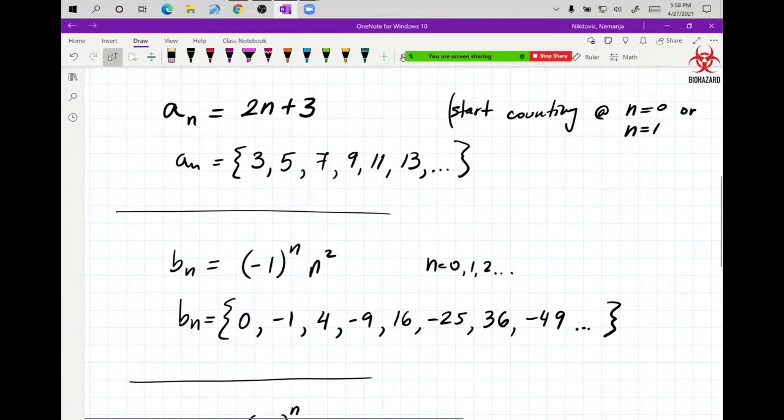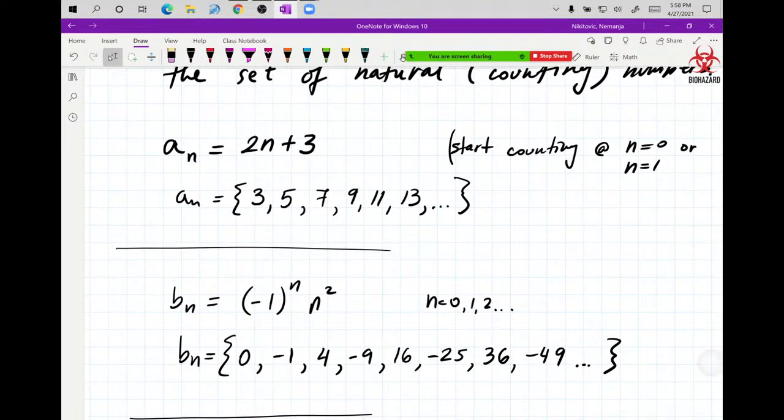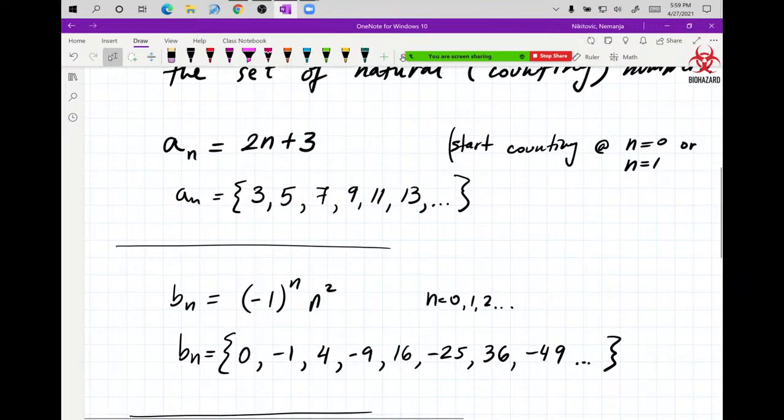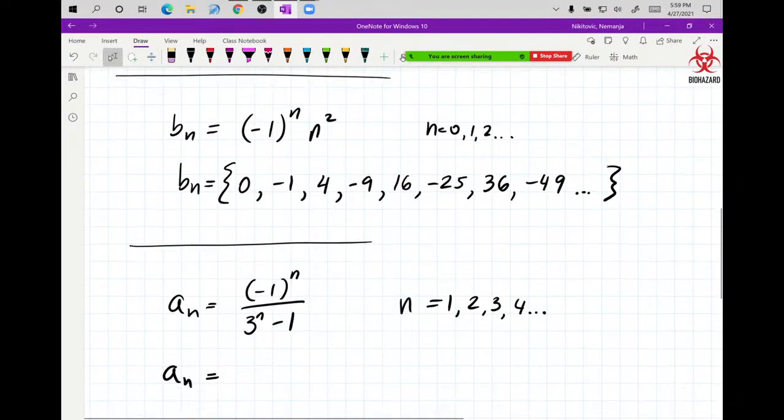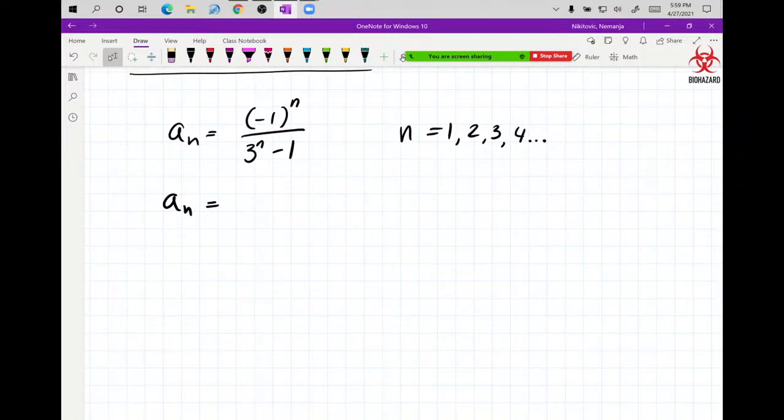You saw me start my sequence in the previous two examples at 0 because I can. It's okay, we had no problems. But in this case, starting at 0 is out of the question because 3 to the 0 is 1. 1 minus 1 in the denominator would be 0, and 0 in the denominator is not allowed. So when we start at 1, we have negative 1 on top, and on the bottom we have 3 to the 1 is 3, minus 1 is 2. So the first term of the sequence is going to be negative 1/2.